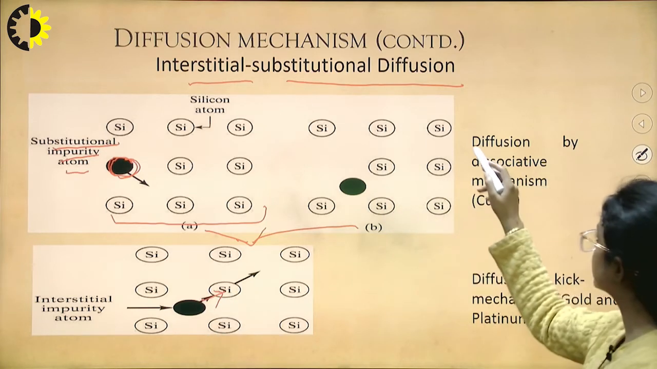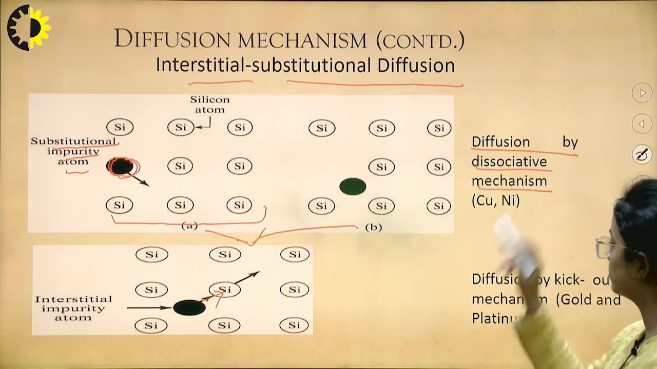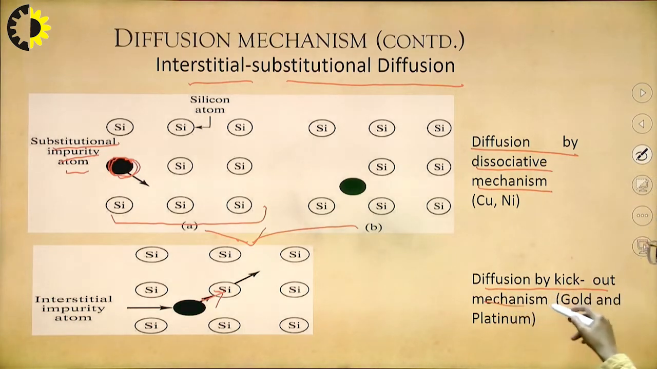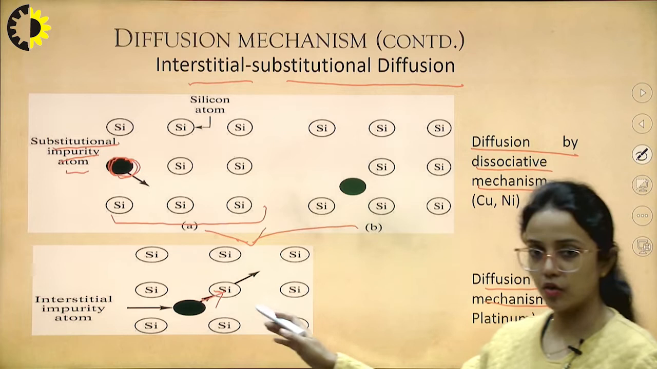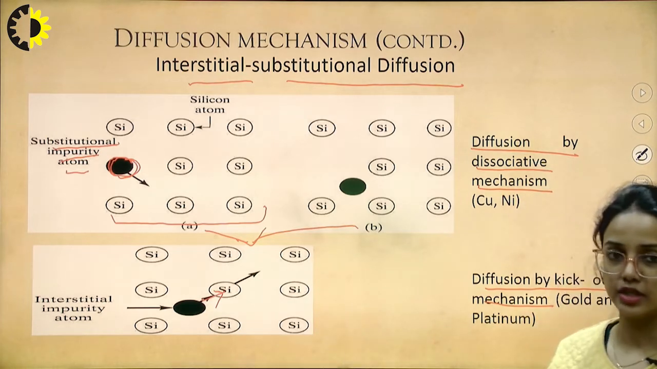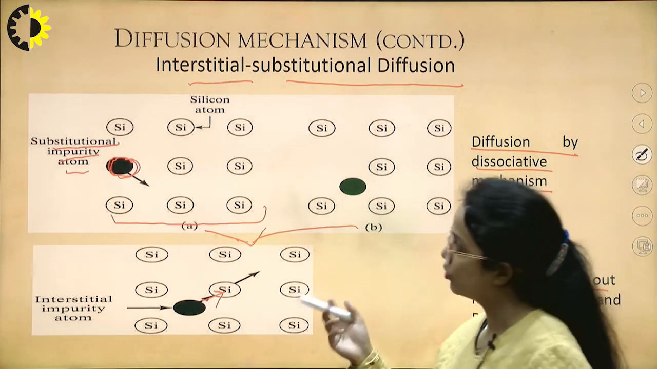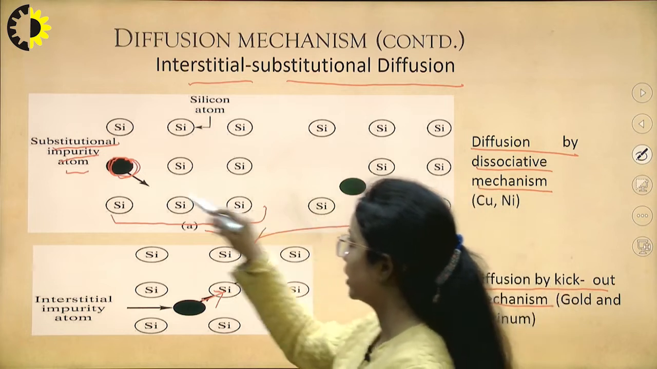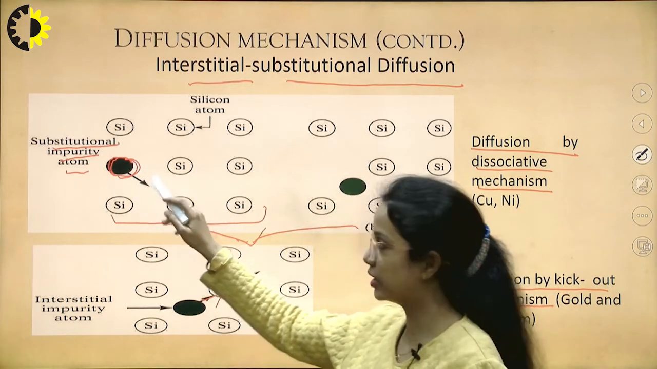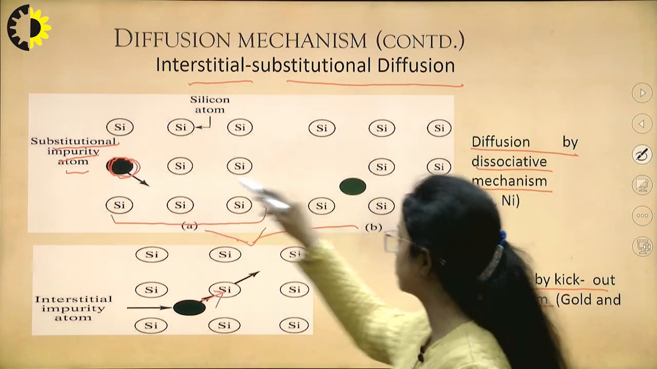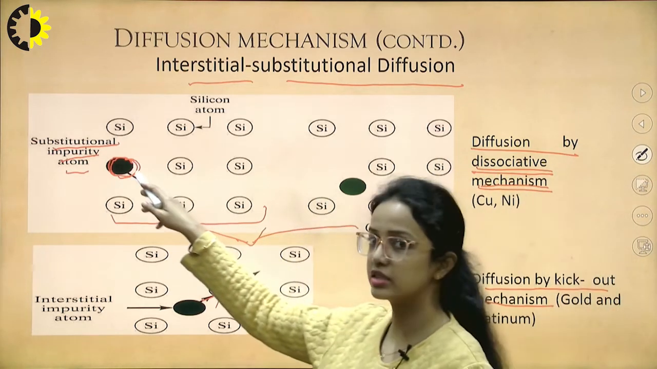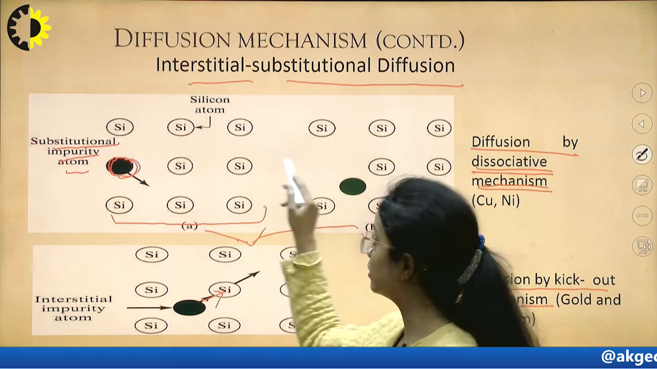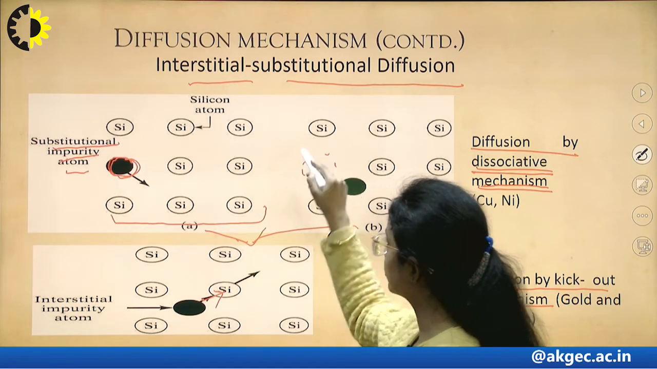So it is diffusion by the dissociative mechanism, or diffusion by the kick-off mechanism. What is it doing? It is entering and now kicking off the silicon atom. It enters the lattice, and dissociative means it enters and then leaves the lattice, making a vacancy here. We can see that no atom is there.